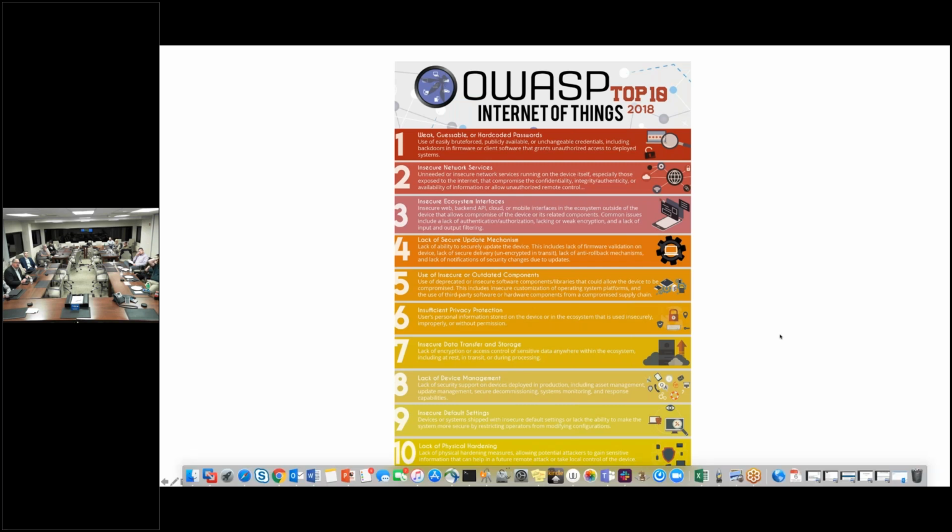The easiest way to attack any device is obviously via the guessable password, right? So educating users to use strong passwords would be the first step and the easiest and the cheapest. And I know it could be the hardest as well.